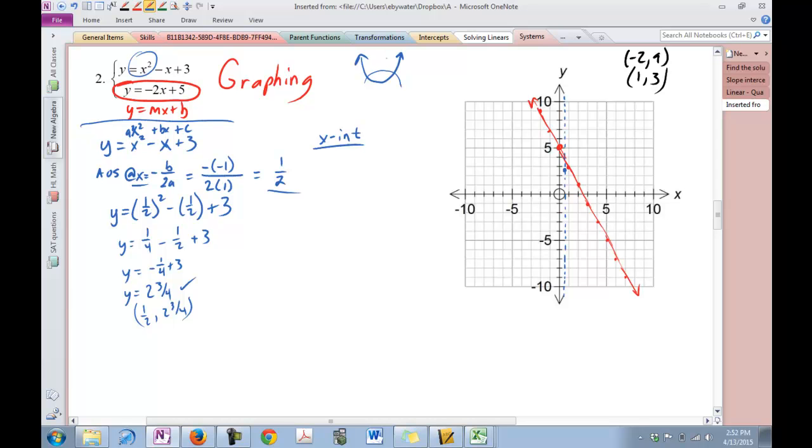The vertex is at the bottom then, which is right here, which means it has to be going like this. There's no way that's ever going to get down to the x-axis. There are no x-intercepts. Now, just to prove it, I am going to use the discriminant.